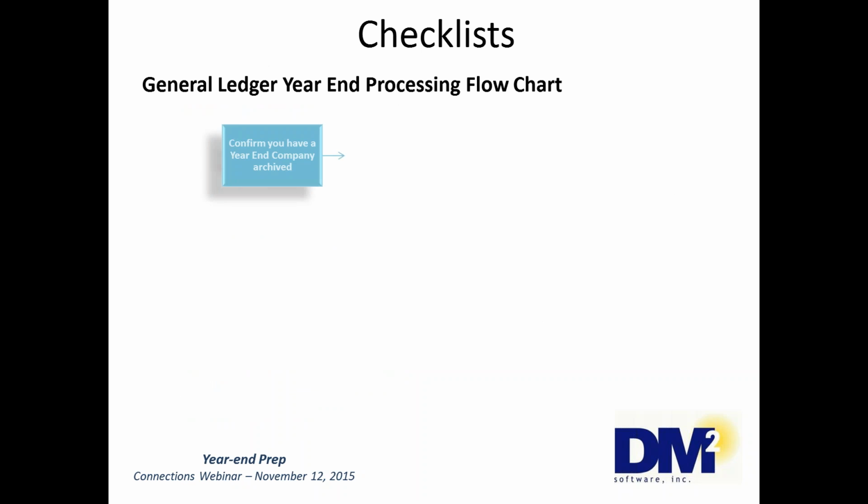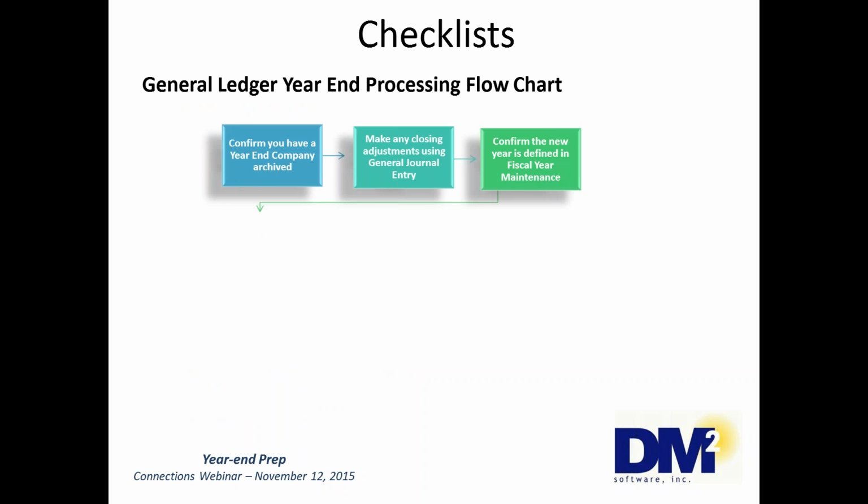You want to confirm you have a year-end company archive, so doing that backup like we talked about and showed. Make any closing adjustments using general journal entry. Confirm the new year's defined in fiscal year maintenance. If you didn't have a year defined, it's going to error out on you, and you'll know right away you need to define that year. But if you have a checklist, you will do that all ahead of time.